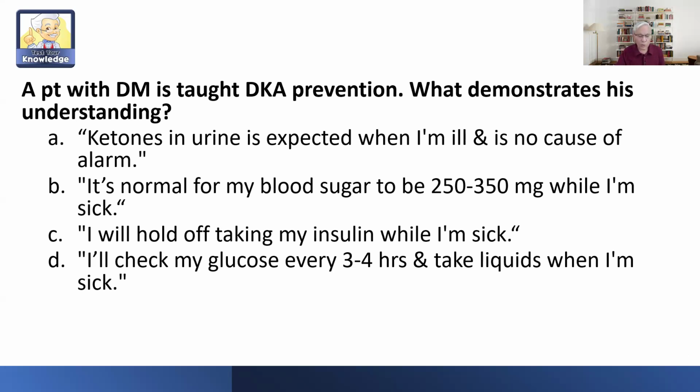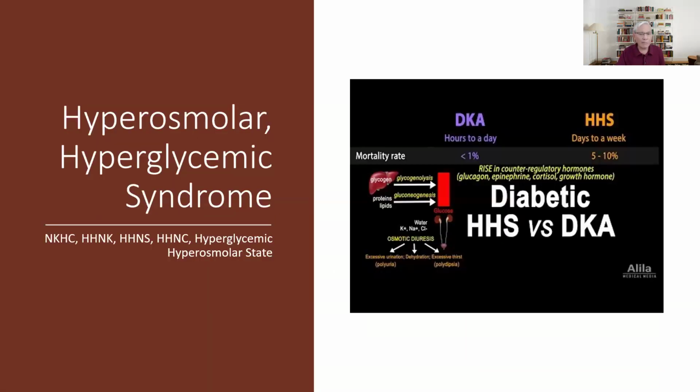Okay, so now let's go to the other complication of diabetes mellitus, and that is going to be your hyperosmolar hyperglycemic state, or HHS. This is one of the two serious metabolic derangements that occur in patients with diabetes mellitus. Again, similar to DKA, it is a life-threatening emergency that, although less common than DKA, has a much higher mortality rate. Okay, so remember that. It has a higher mortality rate than DKA.